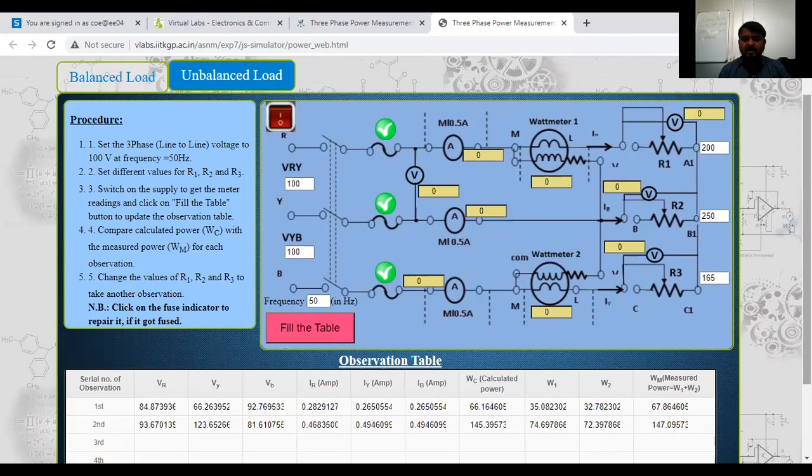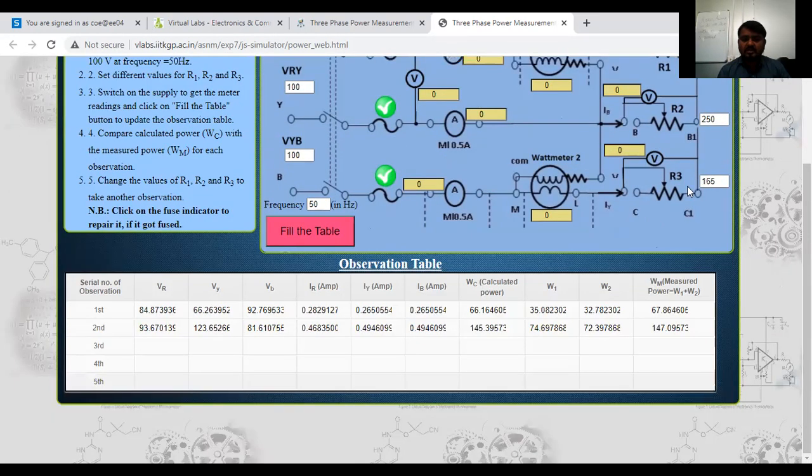See here now, the power is increased because the resistance is decreased. The current will vary here now, from 0.8 to 0.46. Yes, current is increased. The power is the product of current and voltage. The phase voltage is also increased because current is directly proportional to the voltage. So the power, instead of 66, how much power is it now? 145. You can do the calculation.